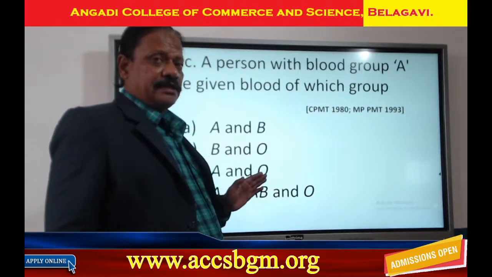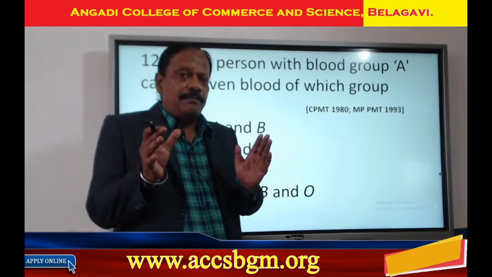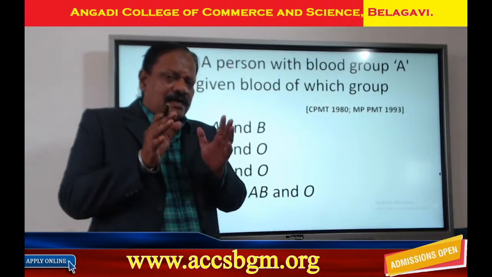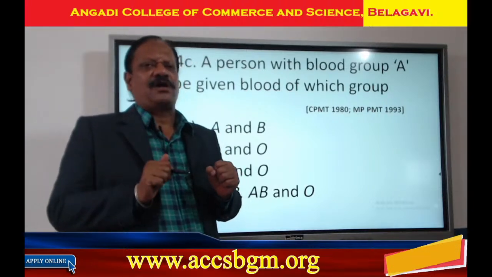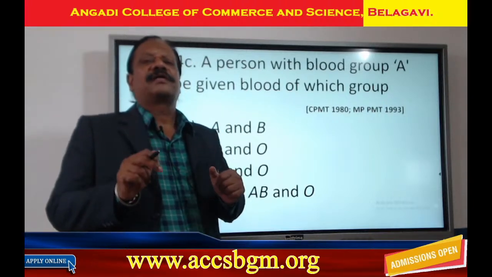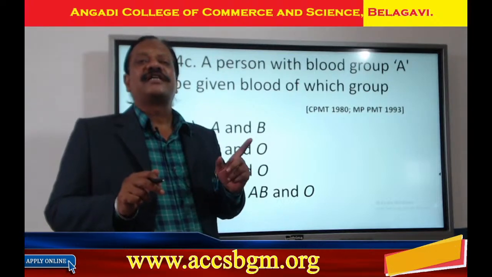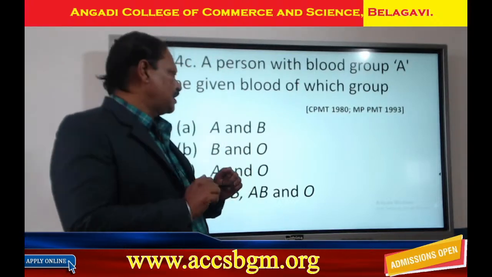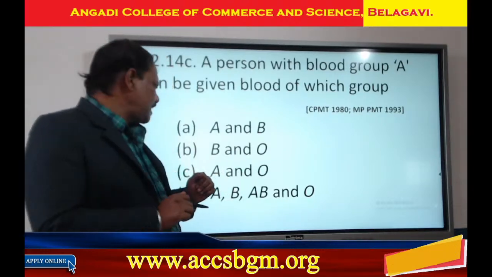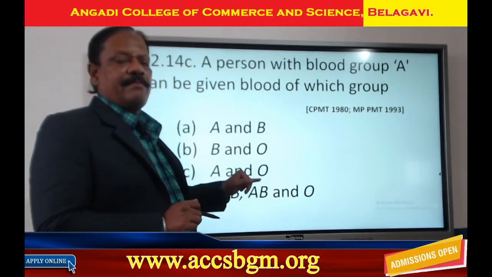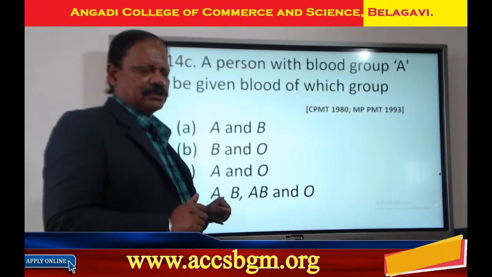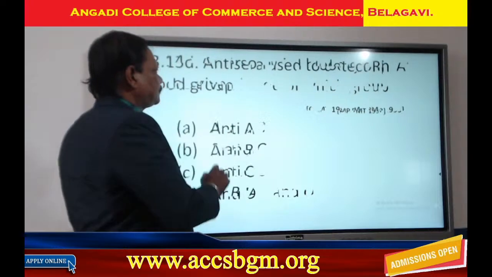And you know, if the blood is not matching and you give it, then clumping of blood occurs, and clumping results in death of the patient. So as a result, you have to be very particular regarding these blood groups. Here, option C, A and O, is the right answer. So we'll move to the next.